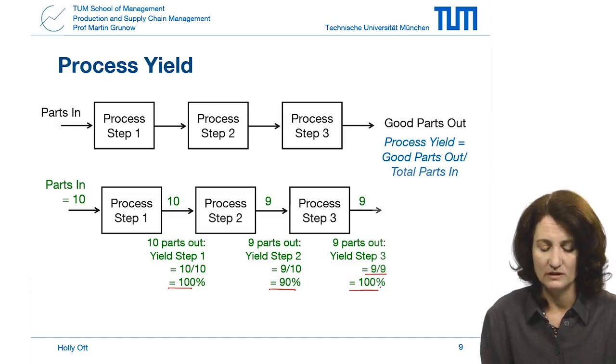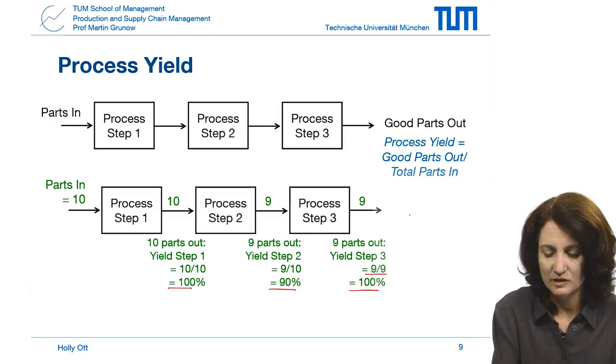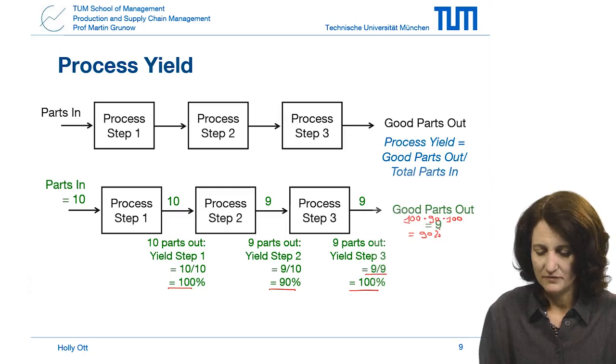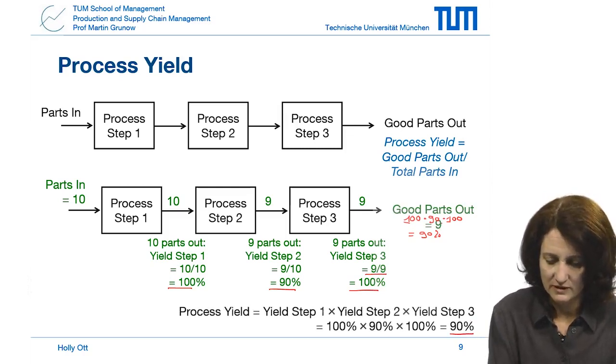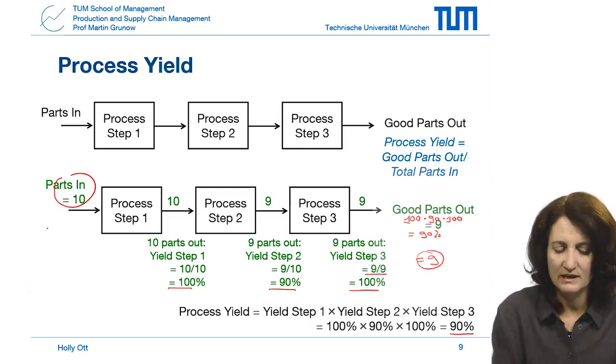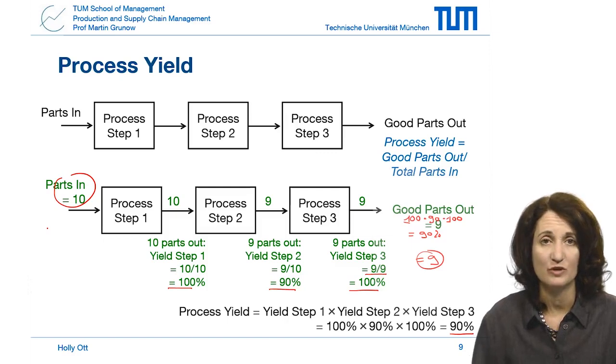The total yield, as we learned, we have to multiply all the yields together. So we have 100% times 90% times 100%, and we end up then with an overall yield of 90%. And we can also say, I've written over it here, good parts out is 9, parts in is 10, 9 over 10 is 90%.